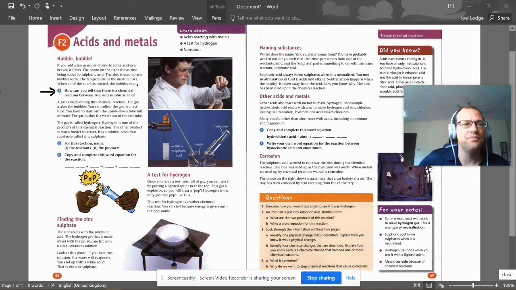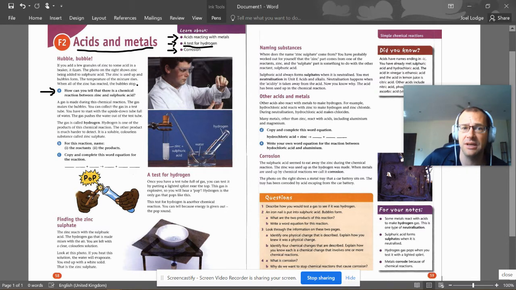Okay, so first of all, we'll write down the kind of chemical reaction that we've got. So your title is acids and metals. We're learning about how they react with metals, what's produced and how we can test for the products, and also what corrosion is. So a couple of key words as well. So question A, how can you tell that there's a chemical reaction between zinc and sulfuric acid?